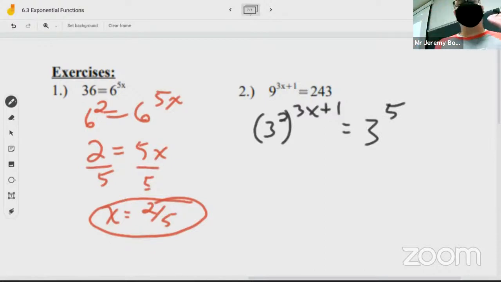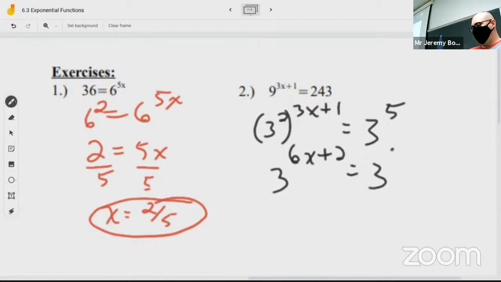And so we're going to distribute that 2. It's going to go to the 3x. It's going to go to 1. That's what I messed up on. So this is going to be 3 raised to the 6x plus 2 is equal to 3 to the 5th.